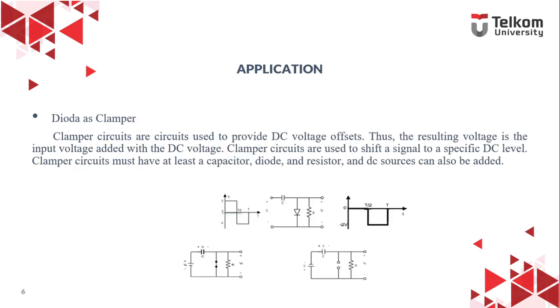Next one, diode as clamper. Clamper circuits are circuits used to provide DC voltage offsets. Thus, the resulting voltage is the input voltage added with the DC voltage. Clamper circuits are used to shift a signal to a specific DC level. A clamper circuit must have at least a capacitor, diode, and resistor, and a DC source can also be added.